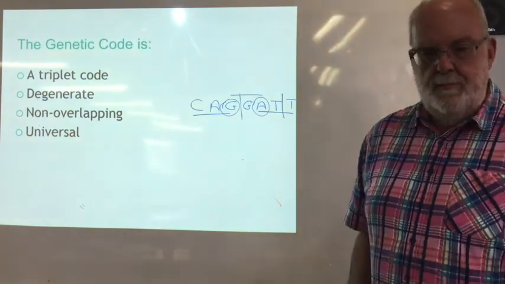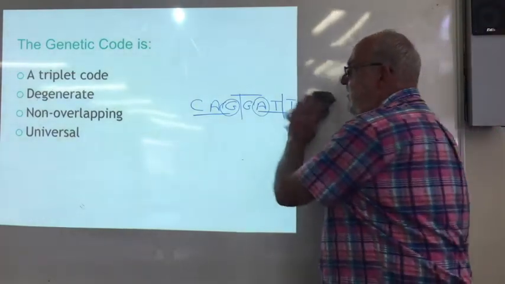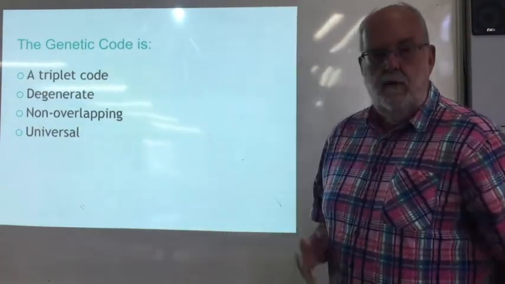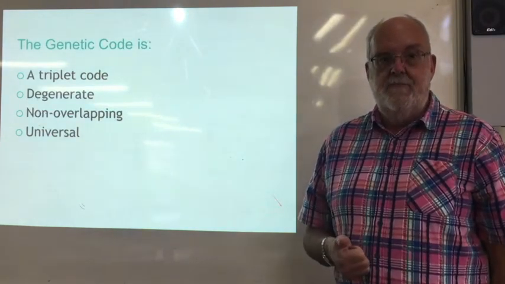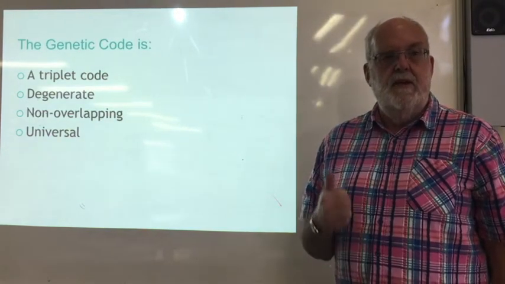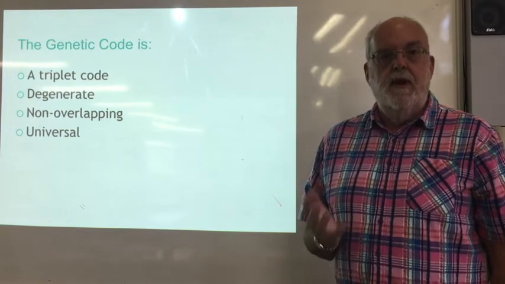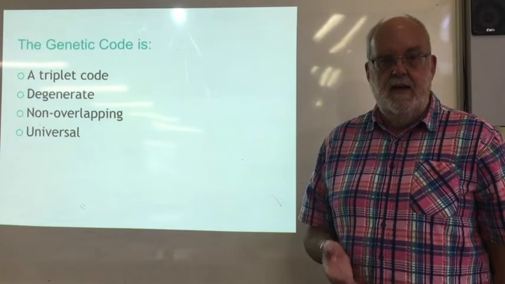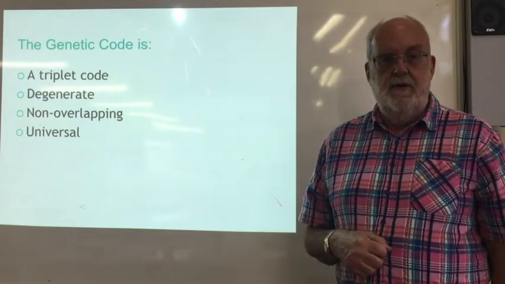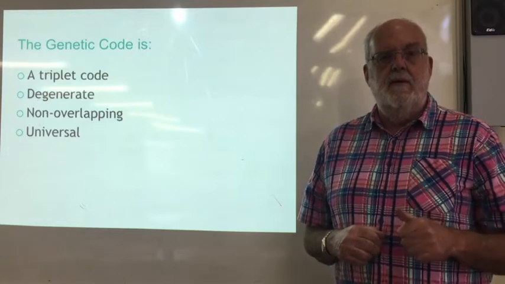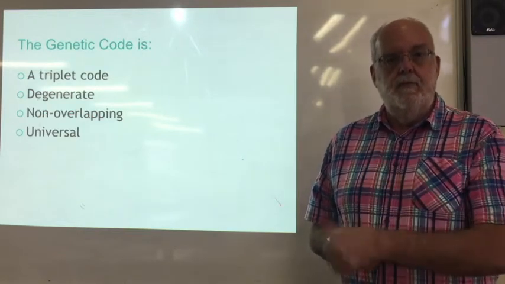And the last point on the board here is that it's universal. This code works for every single living organism that contains DNA. Whether it's a bacteria, whether it's an oak tree, whatever it is, every single living thing is universal in the way that it codes. So the code for an amino acid in a plant is the same code that it would be in an animal.